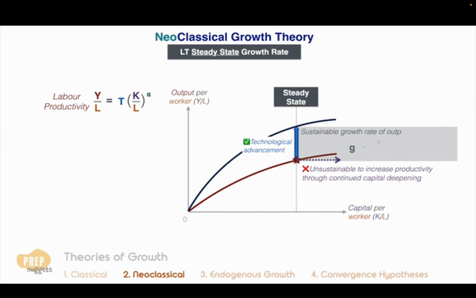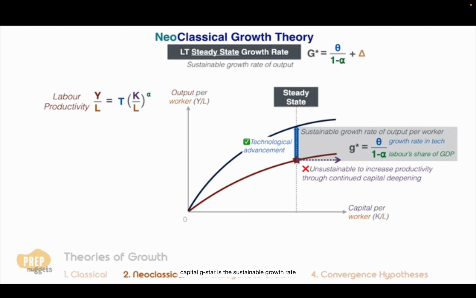This sustainable growth rate is the growth rate in technology divided by labour's share of GDP. The sustainable growth rate of output, denoted by capital G star, is the sustainable growth rate of output per capita plus the growth of labour.